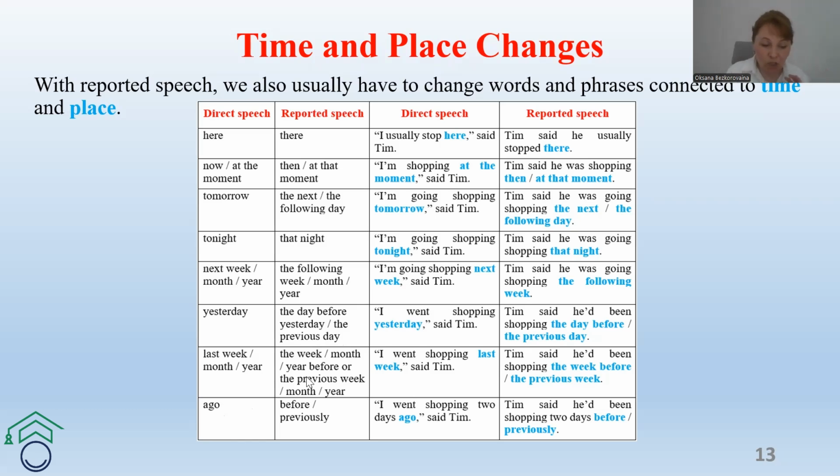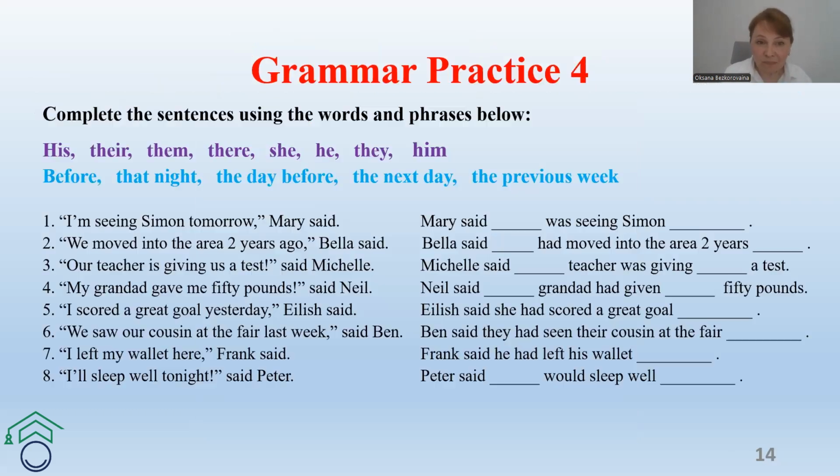Why do we make these changes? Because in this way, we distance ourselves from the event. Yeah, we didn't live, or he didn't live in 1979. Yeah, for you it is the past. Yeah, for Margaret Thatcher it was the present, but for you it is the past. Okay, so let's see how the rules work. Yeah, complete the sentences using the words and phrases below.